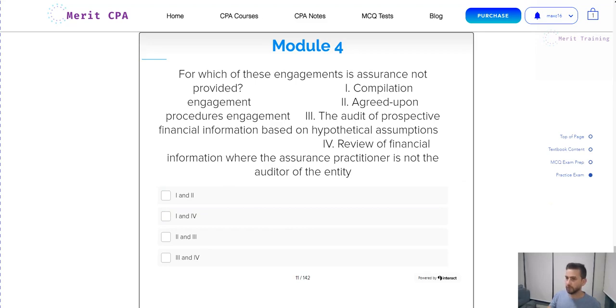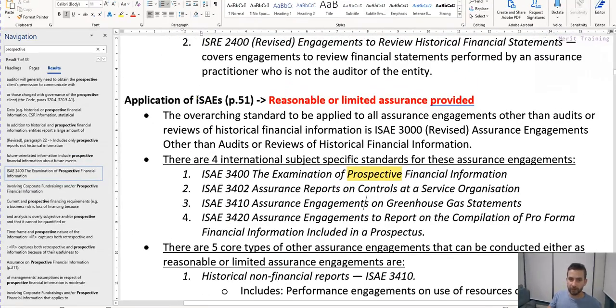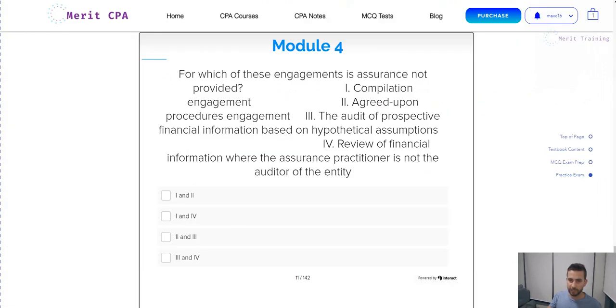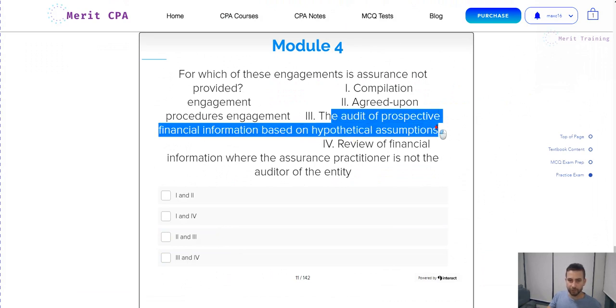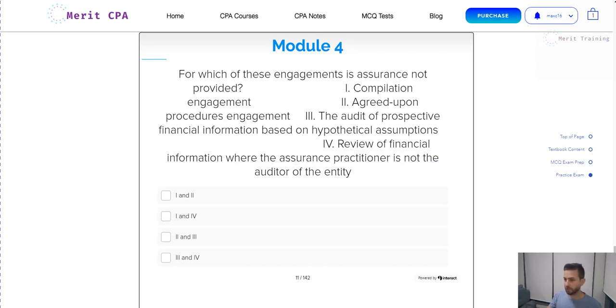Okay, cool. So what I did is I just did a Control F based on prospective. So you can see examination of prospective financial information. This falls under the ISAs where reasonable or limited assurance is provided. So that is this one. So this one would have some sort of limited assurance provided for number 3. And then number 4, review of financial information where the assurance practitioner is not the auditor of the engagement.